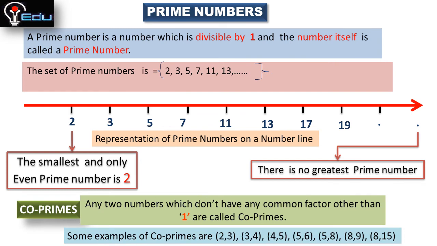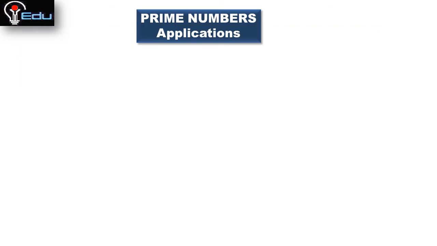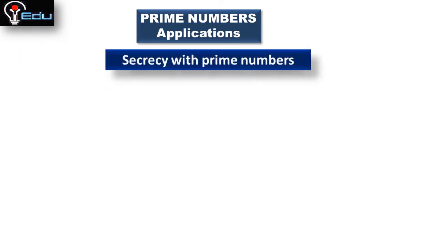Some examples of co-primes are 2 and 3, having only the common factor 1, and also 3 and 4, 4 and 5, 5 and 6, 5 and 8, 8 and 9, 8 and 15. These are all co-primes. So next is prime numbers applications.